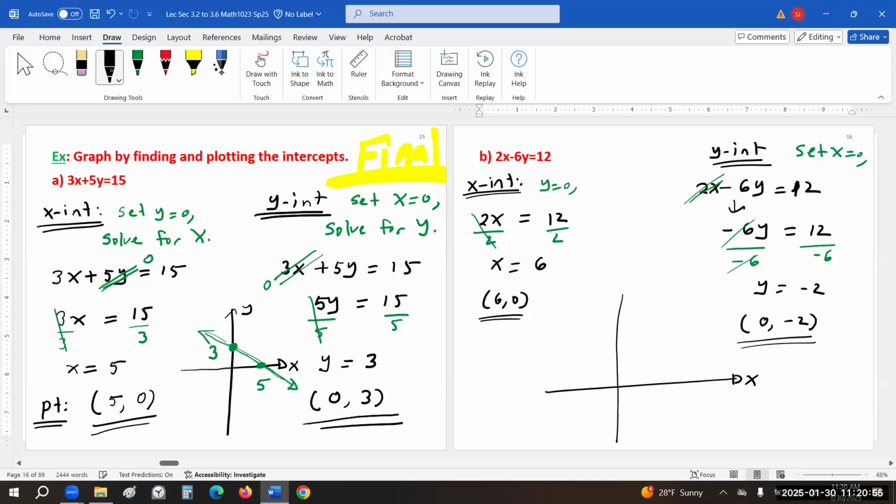And then to graph it, let's say this is 6. So we have x-intercept 6, y is negative 2. Let's say this is negative 2. So you plot the 2 points on 2 axes and then connect it with a straight line. Do you have the line? Yeah. Great. Any question? No? So remember, one final exam question.